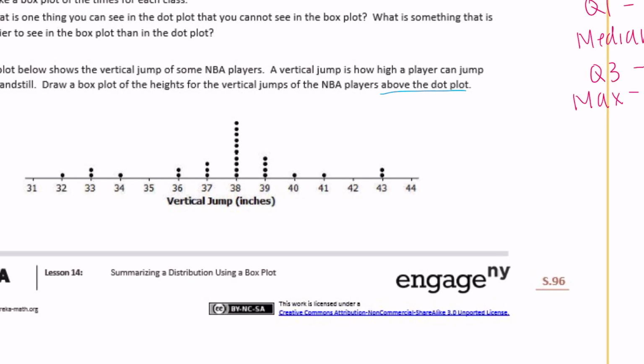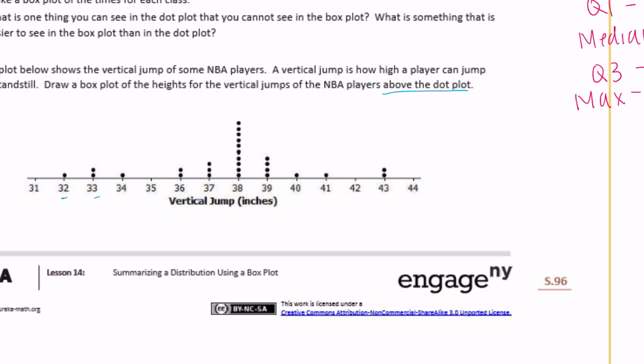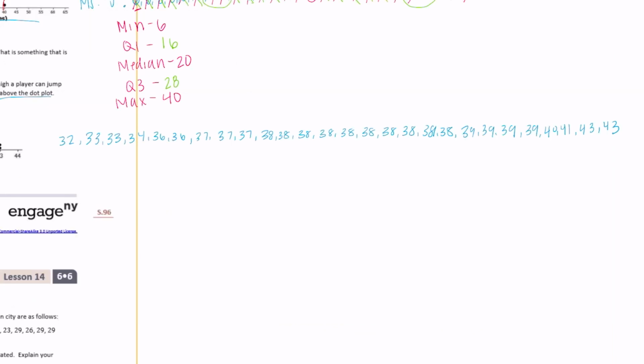So what I'm going to do is list out all of the vertical jump heights so that we can find the median, min, max, and the quartiles. Here are all of the jump heights listed out. So let's go ahead and find, let's see, we need the minimum and the maximum. Then we need the median in the middle. We need quartile 1 and quartile 3.